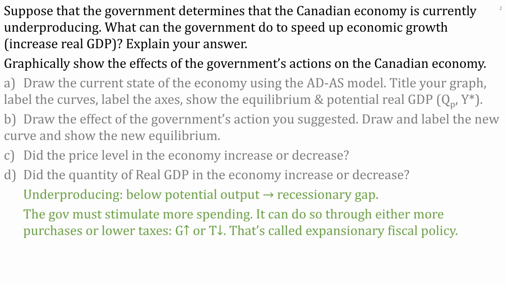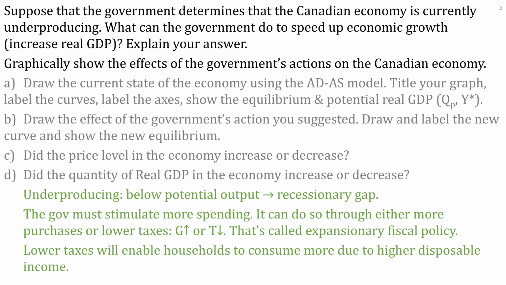Well, there are two options. One of them is to increase their purchases or to lower the taxes. So the G goes up or T goes down, and that would be called expansionary fiscal policy. Because of the lower taxes, the households would be able to purchase more goods and services, and that would be because of the disposable income.